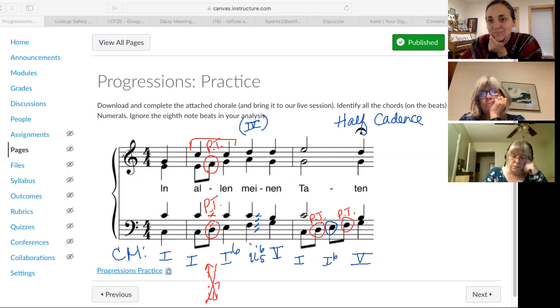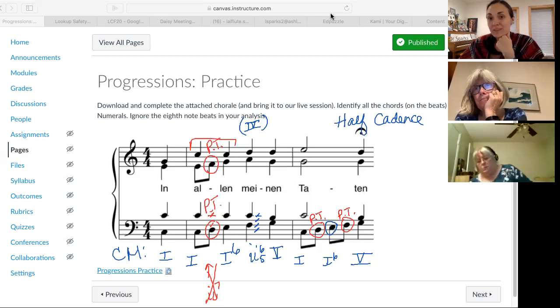Any questions? No, I like this part. And it's interesting to think about it. And there's more to this chorale too. We could keep going and keep going with the different kinds of chords that pop up in it.